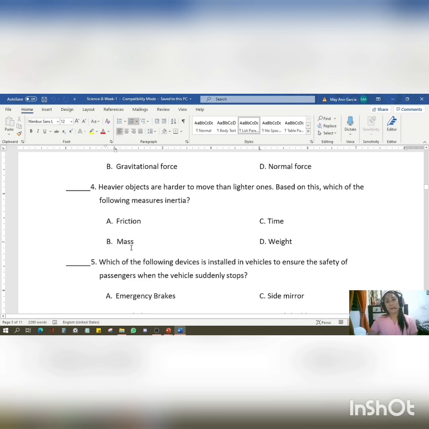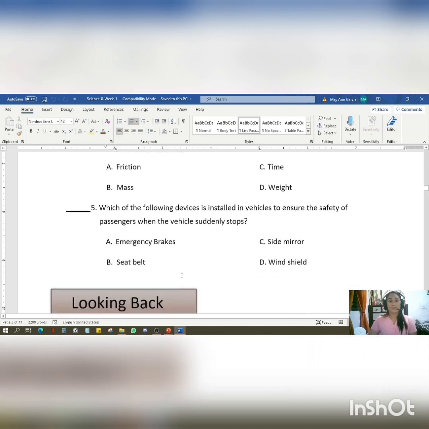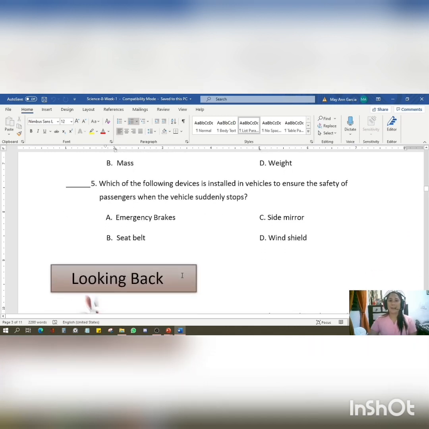And for the last question, which of the following devices is installed in vehicles to ensure the safety of the passenger when the vehicle suddenly stops? Okay, that is correct. A seat belt.